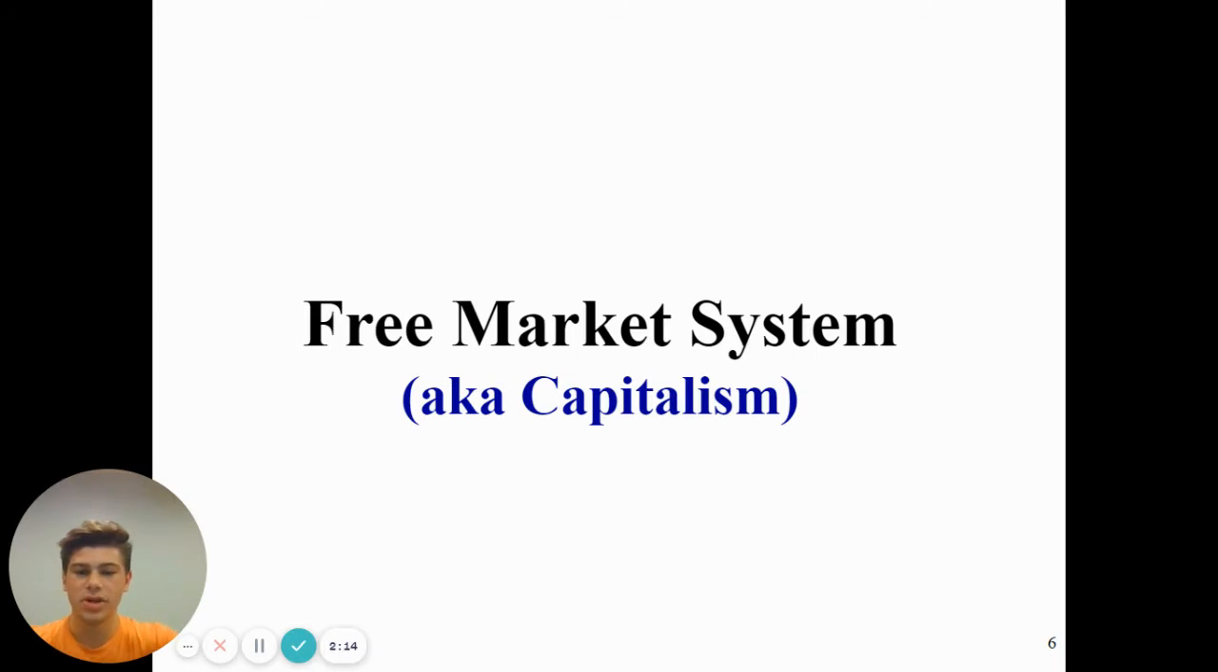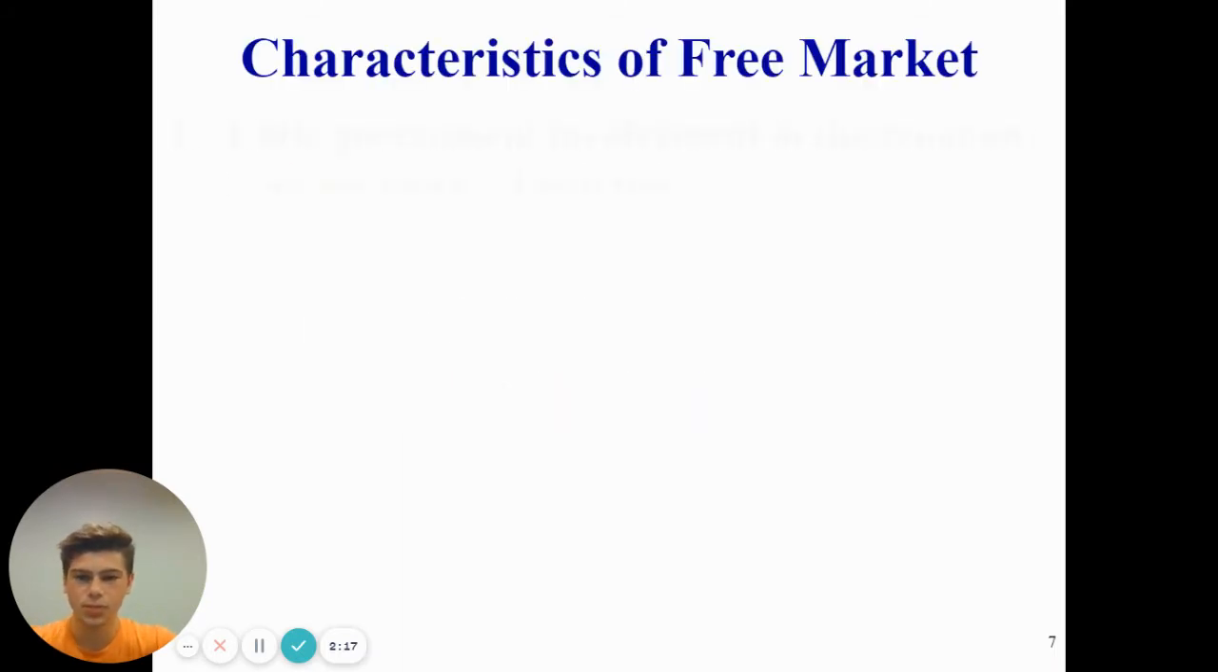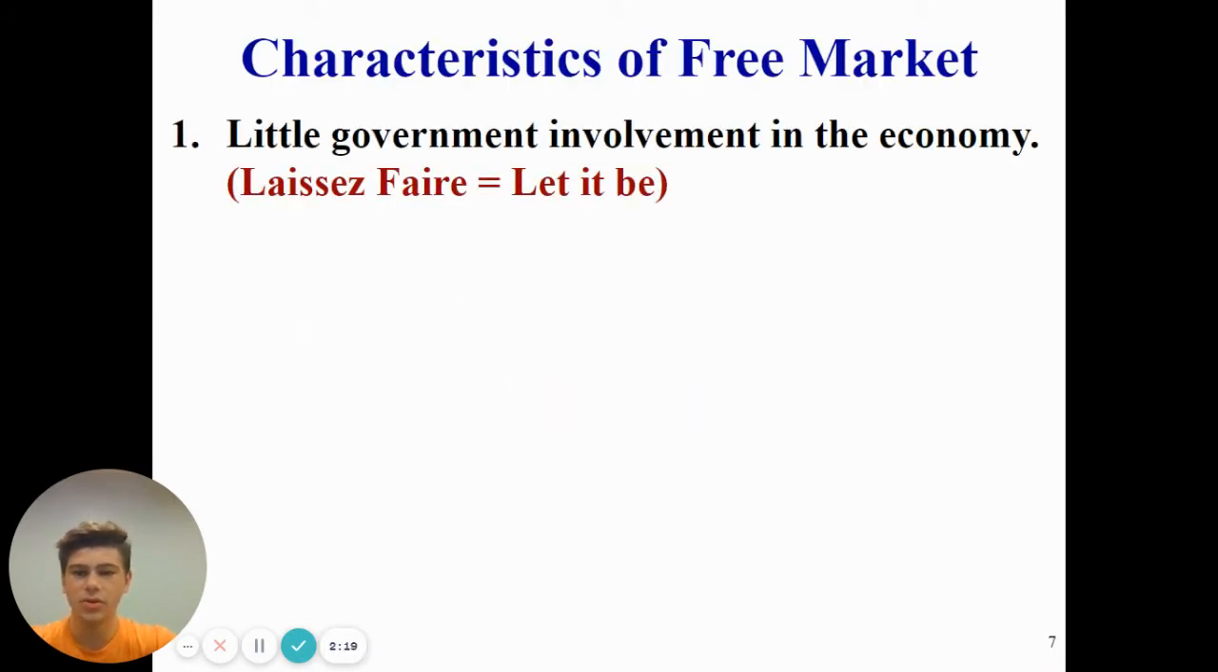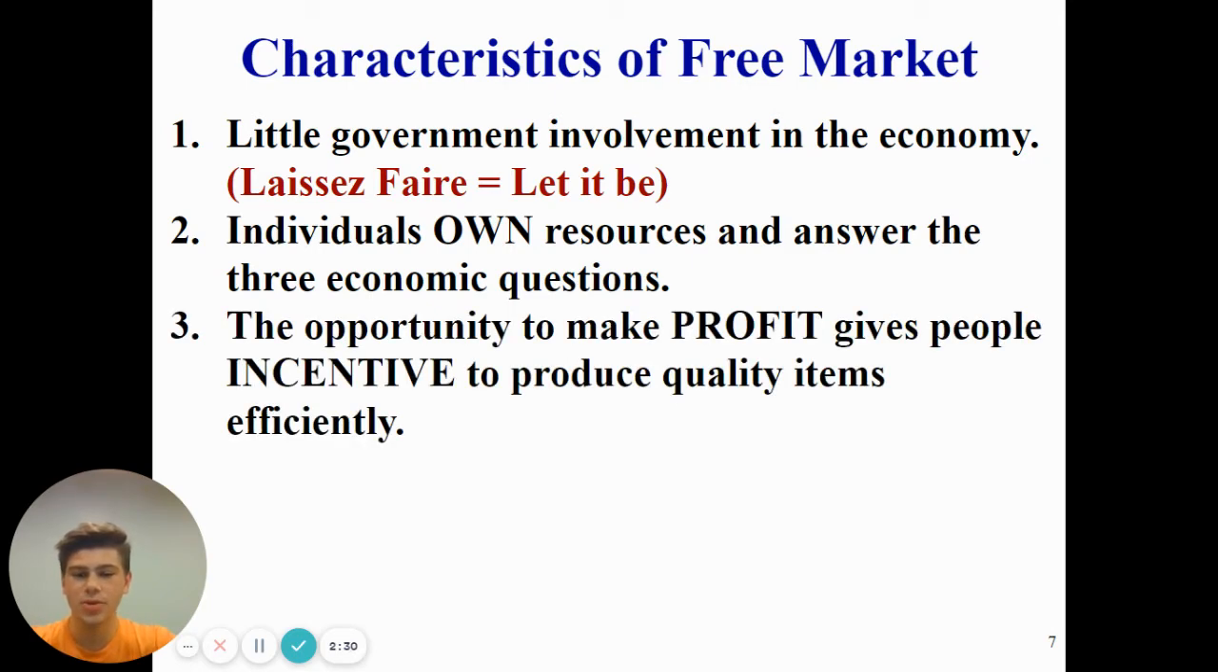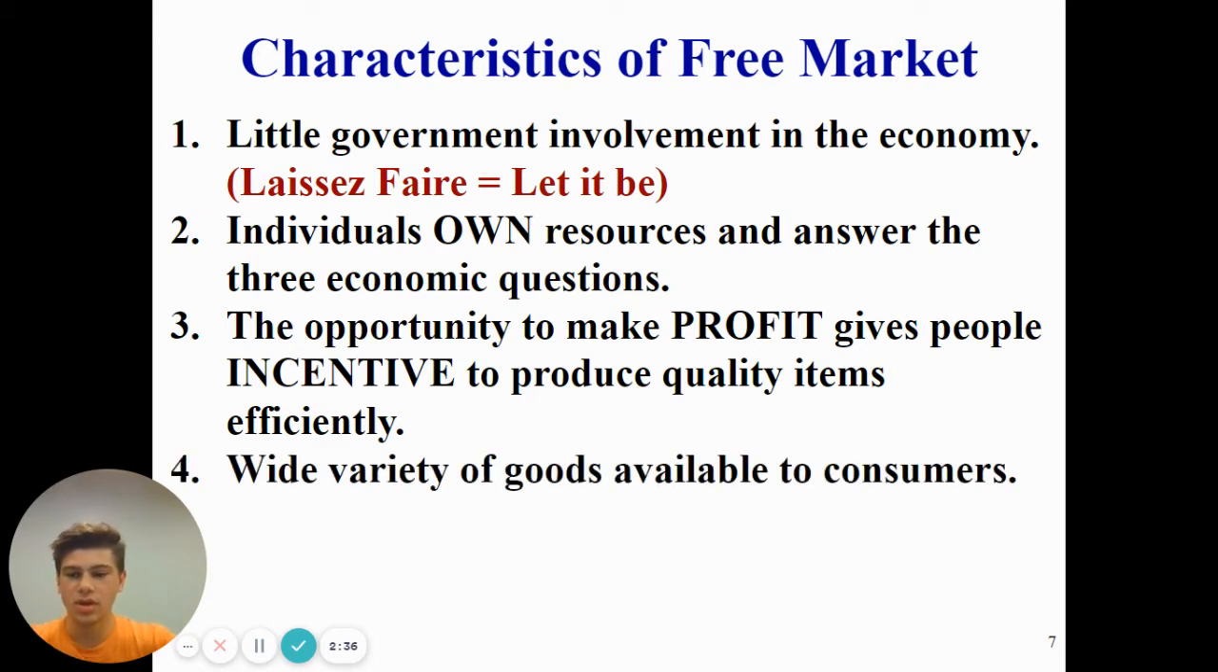All right, free market system, capitalism. Here, we have little government involvement in the economy. It's essentially just run by the people as individuals own resources and answer the three economic questions. And the opportunity to make profit is what gives people the incentive to produce quality items efficiently. A wide variety of goods are available to consumers as opposed to the centrally planned economy where you just have the government making the goods.